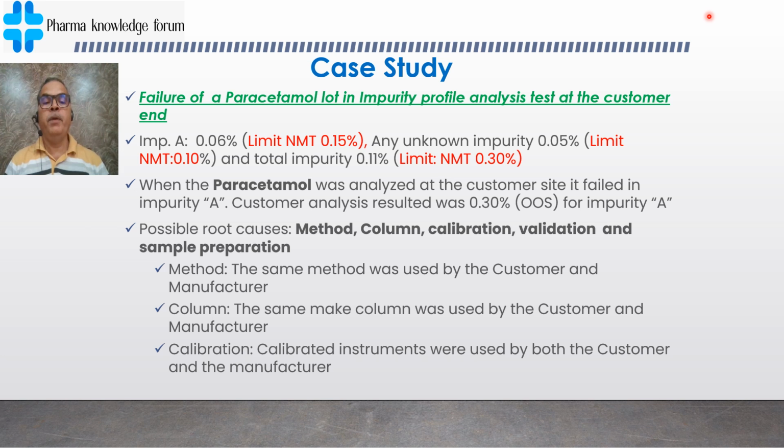While reviewing the method, it was found that both customer and manufacturer use the same method. While reviewing the column, it was observed that both customer and manufacturer use the same brand column. Both HPLC systems were calibrated. Validated method was used. Now, what next? Sample preparation.